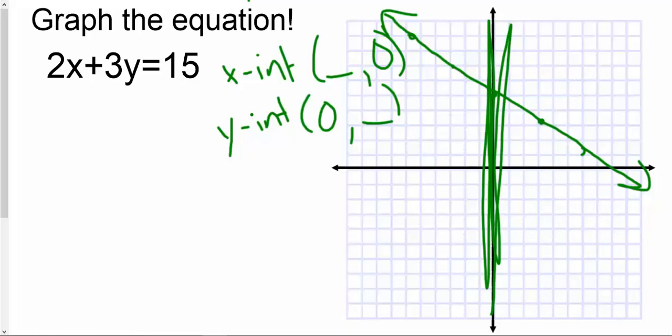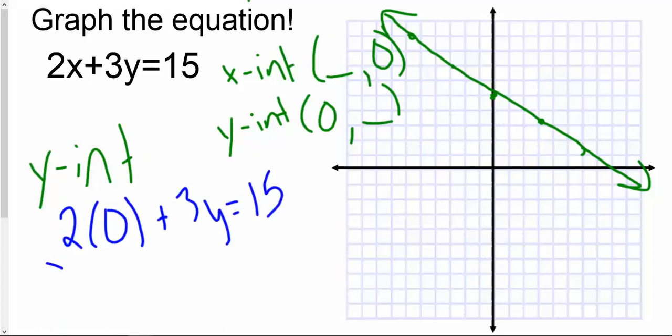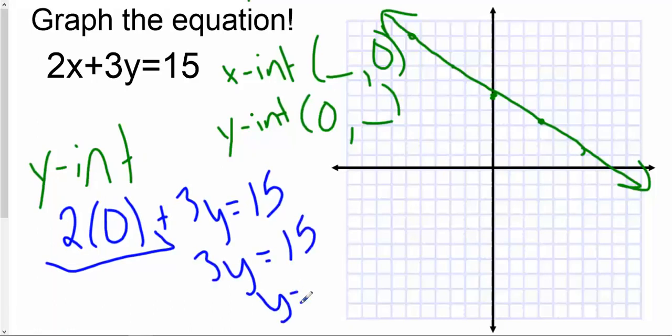So what we're going to do is plug 0 in for our x value to find the y-intercept. We'll plug 0 in for our y value to find the x-intercept. So let's start by finding our y-intercept. I'll switch colors for this. So we're going to go 2 times 0 plus 3y equals 15. Well, this becomes 0, so 3y equals 15, meaning that y is 5. So we know our y-intercept should be 0, comma 5.